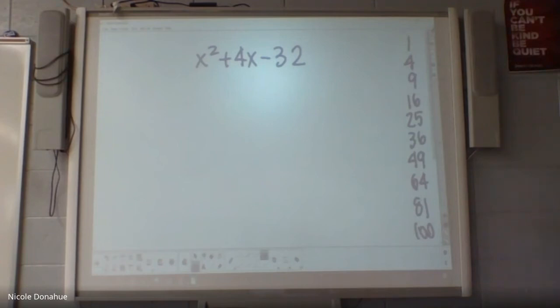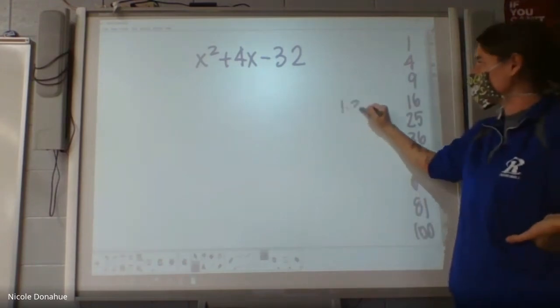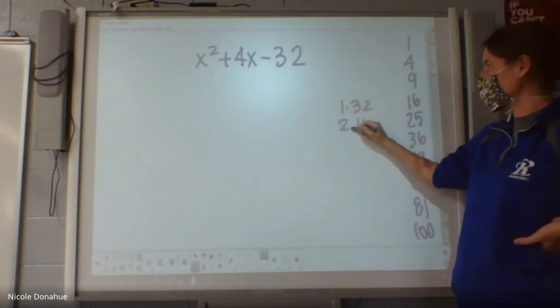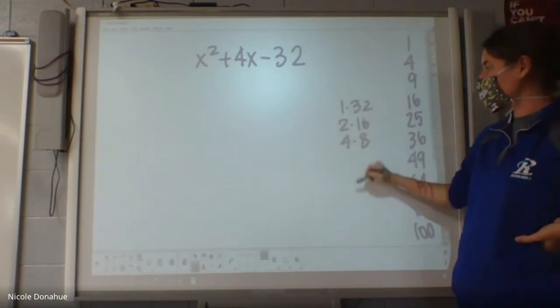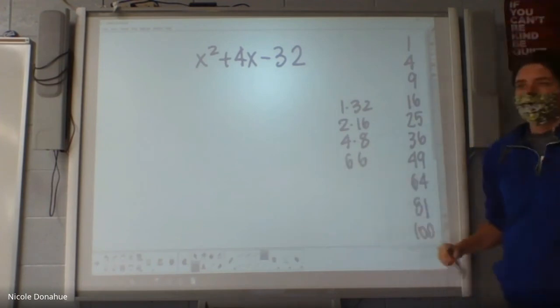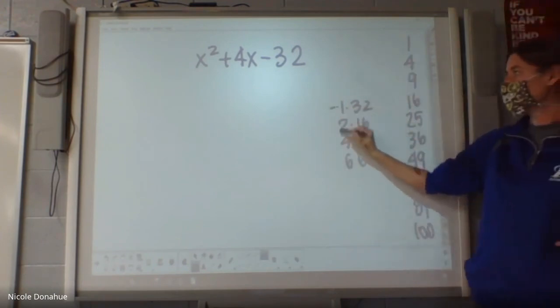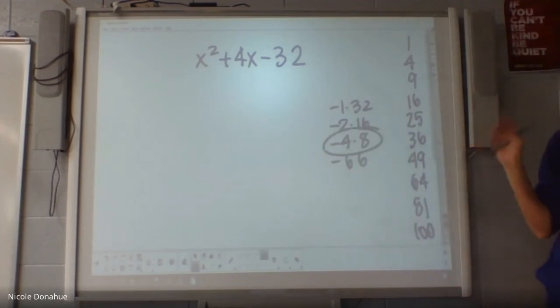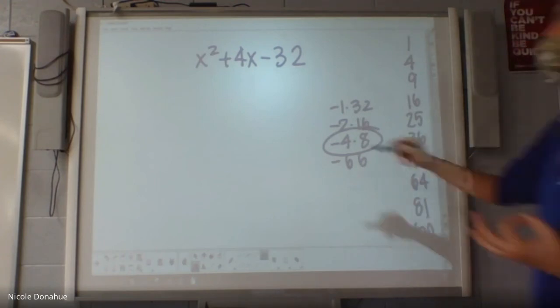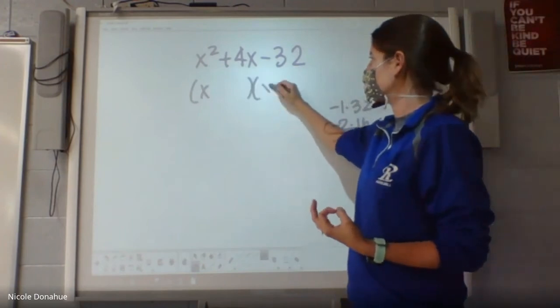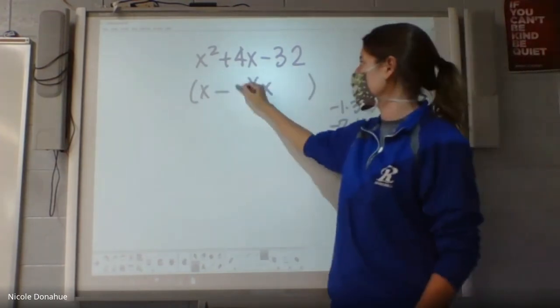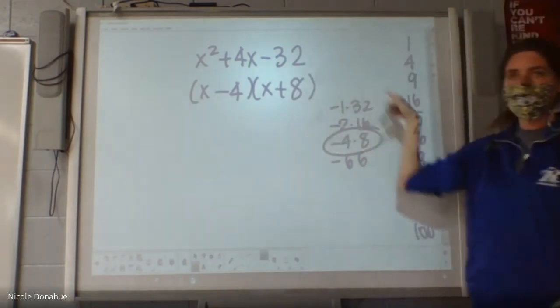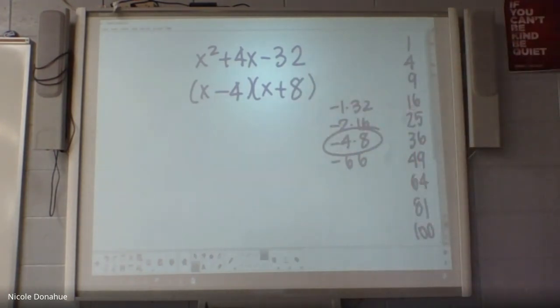So I would start listing numbers. If you're ever struggling, you can start listing things. 1 and 32, 2 and 16, 4 and 8, 6 and 6. But notice it's negative, so those could all be negative. If you need to make a list, it might be good to make a list of the factors. So this ends up being x times x, negative 4 and a positive 8. That multiplies to give me a negative 32, but adds to give me a positive 4. Okay?